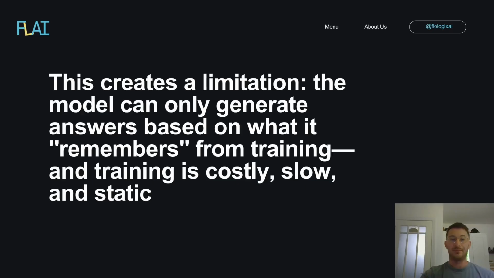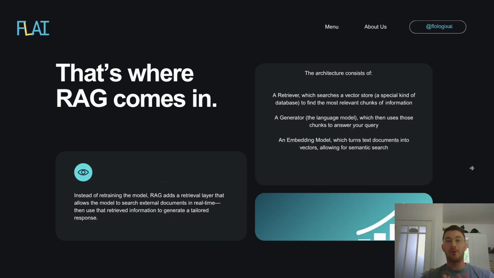So the core components of a RAG system are a retriever, a generator, and an embedding model. The retriever is responsible for searching a vector store, which is a special kind of database that stores vectors, where the data is chunked and stored as vectors. Then you have the language model, which is the generator, which uses those chunks to answer a query.